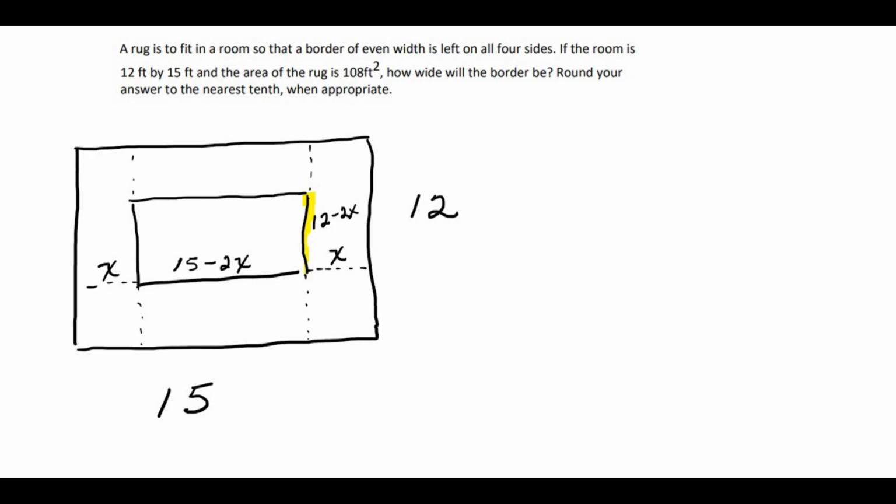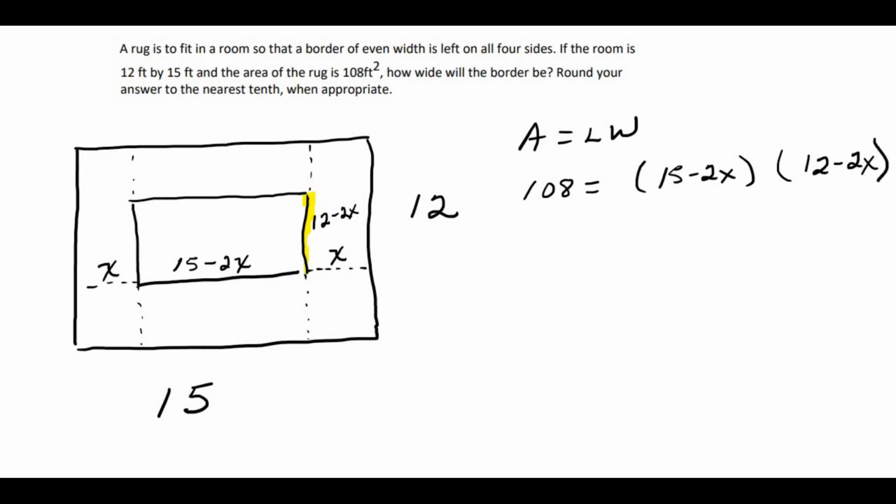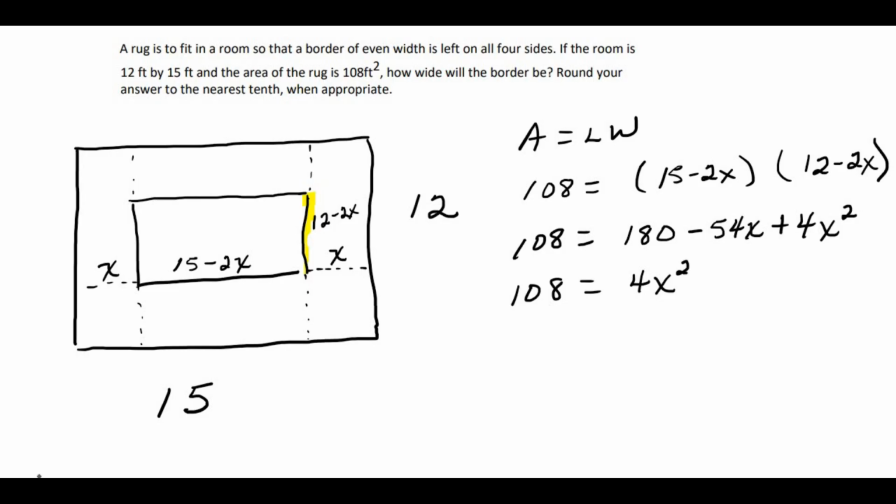So my area of my rug is length times width. The area of the rug is supposed to be 108. Length is 15 minus 2x. The width is 12 minus 2x. So I'm going to multiply out the right-hand side. Over here on the right-hand side, I'm going to rearrange my terms because I want my x squared term first. And then what I'm going to do is to try to get everything to one side of the equation, I'm going to subtract 108 from both sides.